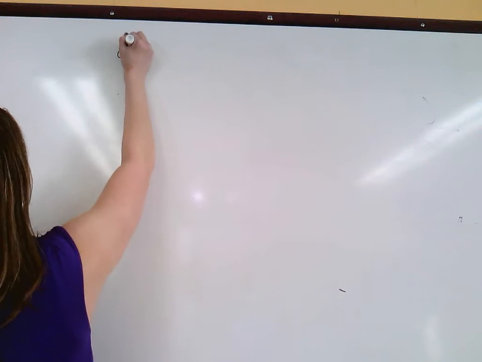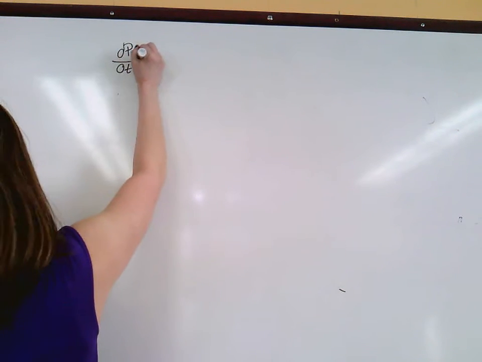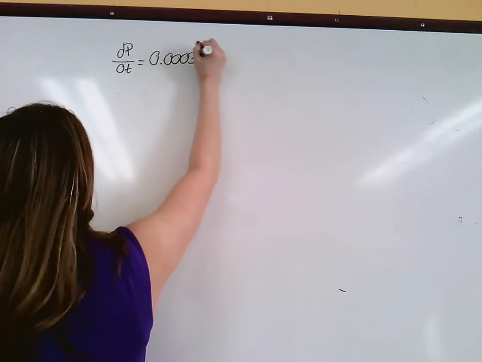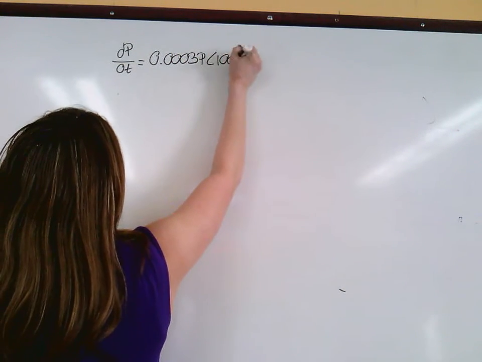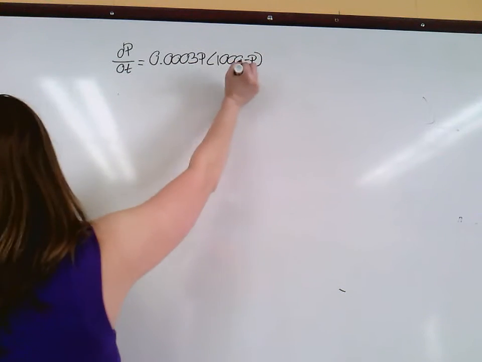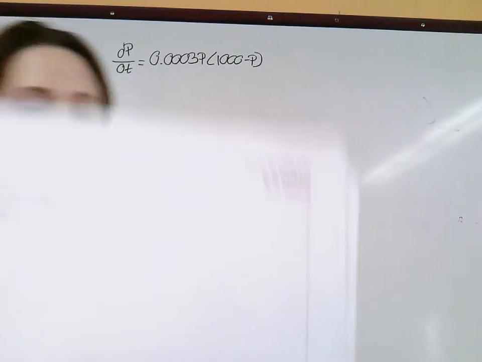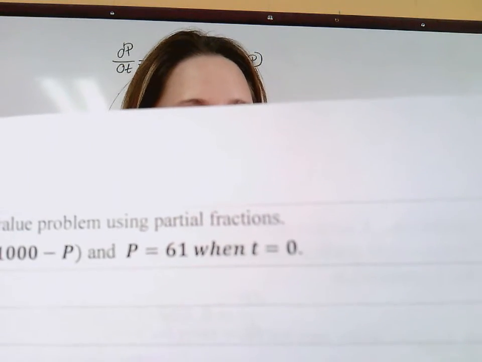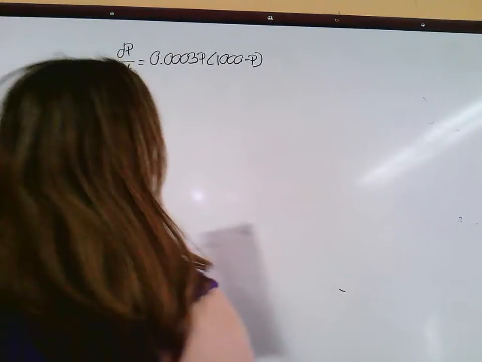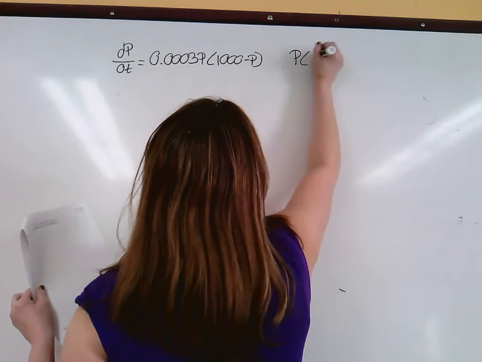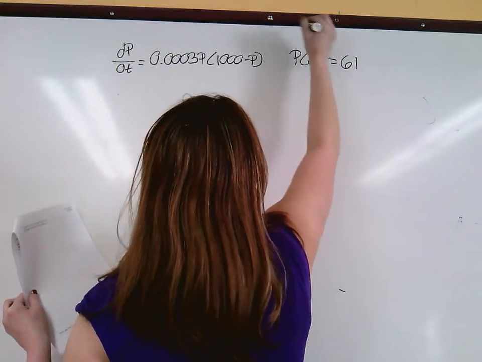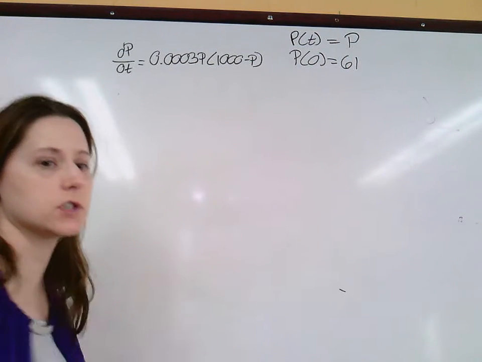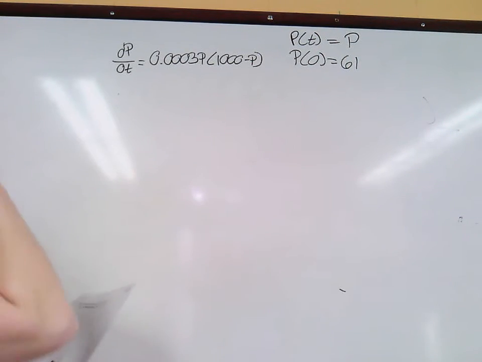dP over dt equals 0.123 P, and P equals 61 when t equals 0. I'm going to go ahead and make that P of 0 equals 61. Okay, this is t, that's P. Okay, just in case. So separable differential equations.